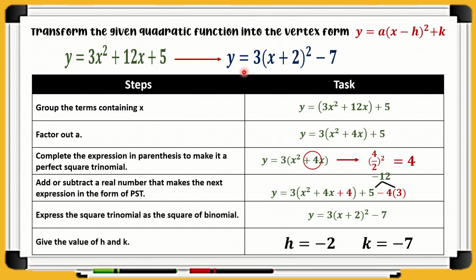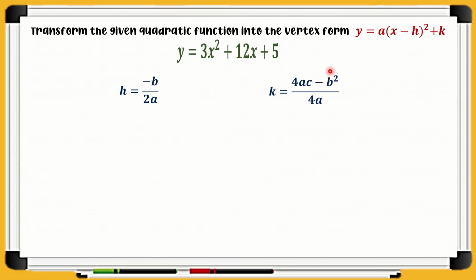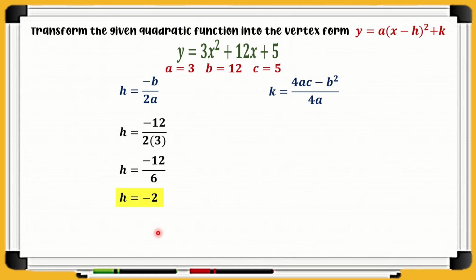So let's see if we will obtain the same vertex form if I use the formula. The formula for h and k is given. Let's find the values of a, b, and c, where a is equal to 3, b is equal to 12, and c is equal to positive 5. Substitute it to our formula, then our h is equal to negative 12 all over 2 times 3. Simplifying the denominator, we have negative 12 all over 6, and negative 12 divided by 6 is equal to negative 2. Therefore, the value of our h is equal to negative 2.